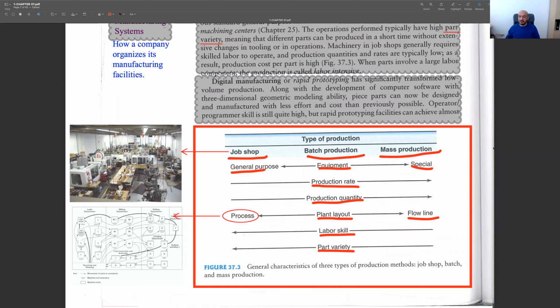For instance, you can produce a mouse and you can produce a kind of a trackpad maybe in the same job shop or rapid prototyping facility, but it's not possible in mass production. You can only produce the same product. Maybe you can do little modifications on the product, but you cannot switch from, let's say, trackpad to mouse. It's not possible in mass production systems.